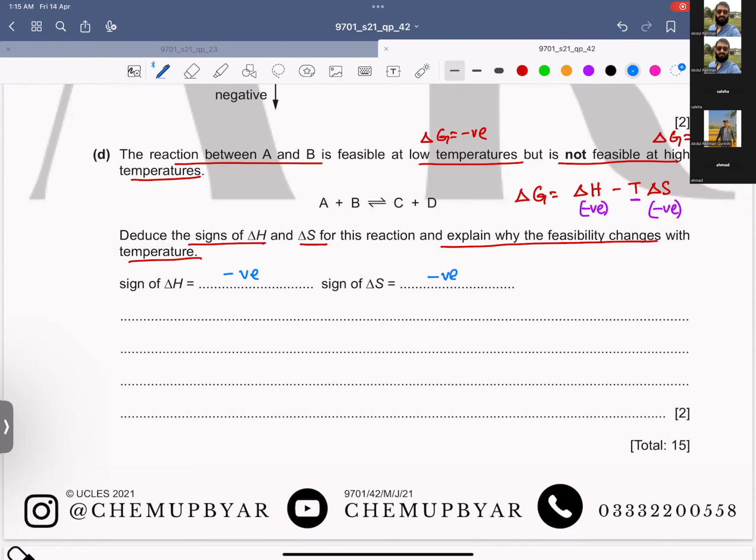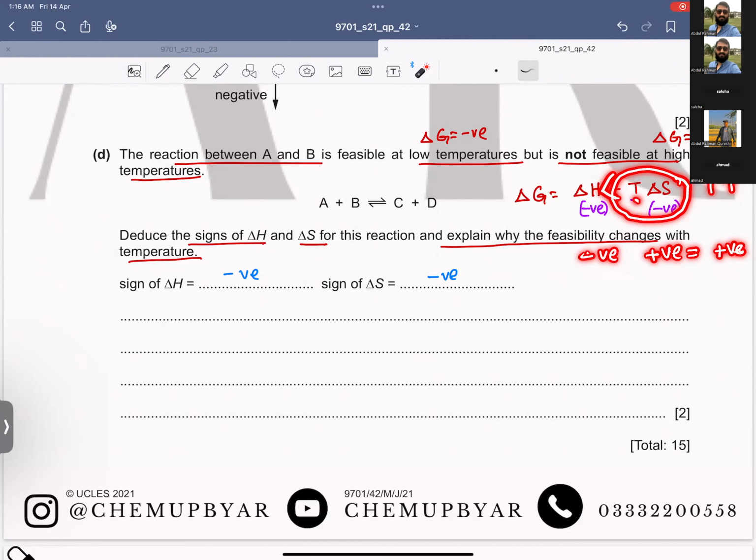Now, if the temperature is higher, then this would become greater than delta H, because if the temperature is getting higher, T times delta S would be a greater value, and it's with a negative sign, and this whole becomes positive. So when I solve it, I would get a Gibbs free energy with a positive sign now.